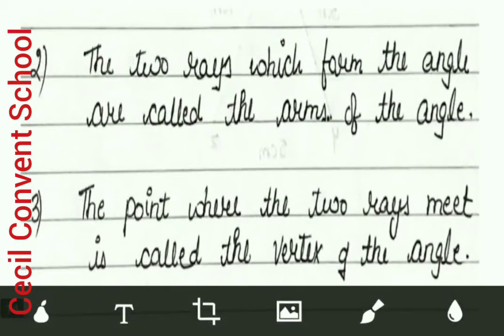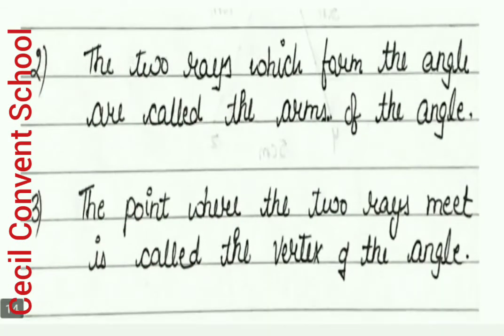Now we write the next two points. These all three points you have to write down in your maths fair copy. Clear? The two rays which form the angle are called arms of the angle. Already told you what the arms of the angle are. Then the third point: the point where two rays meet is called the vertex of the angle. Already shown you, where the two rays are meeting, that point, that corner, is called the vertex.